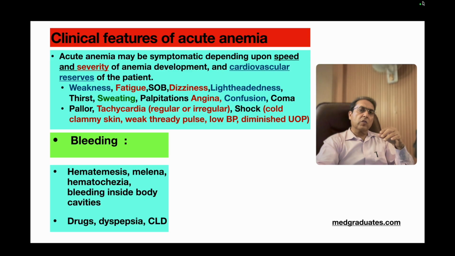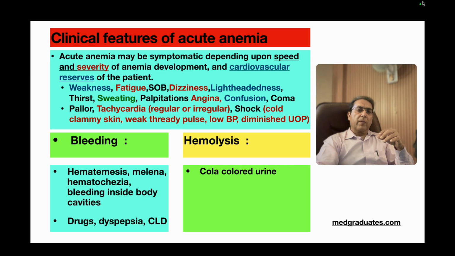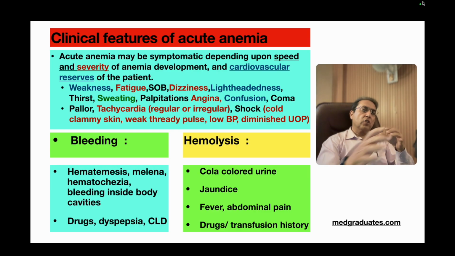Then the second important cause of acute anemia is acute hemolysis. So the patient will develop cola-colored urine, there is development of jaundice, there is fever, there may be abdominal pain. Take the history of drugs, for example, the drugs which can cause G6PD deficiency can present with acute hemolysis. Similarly, infections like malaria or babesiosis can cause acute hemolysis. And then if there is a transfusion history, the patient may develop an acute hemolytic reaction.